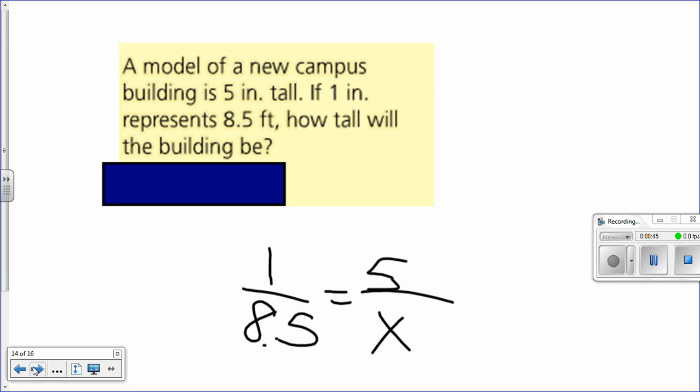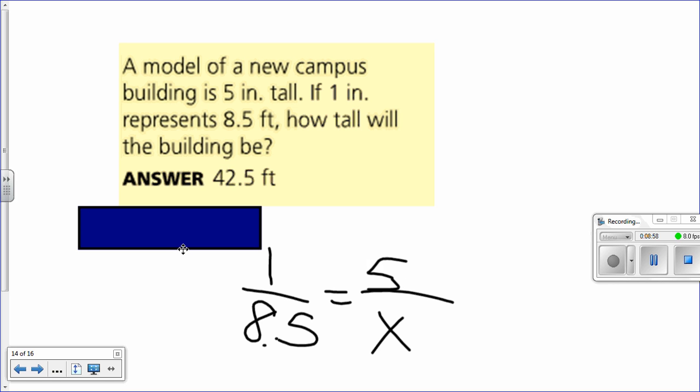A model of a new campus building is 5 inches tall. If 1 inch represents 8 1/2 feet, how tall will the building be? Again, map over actual, map over what we're looking for, the actual height in real life. Cross multiply and solve, and you would get 42 1/2 feet.